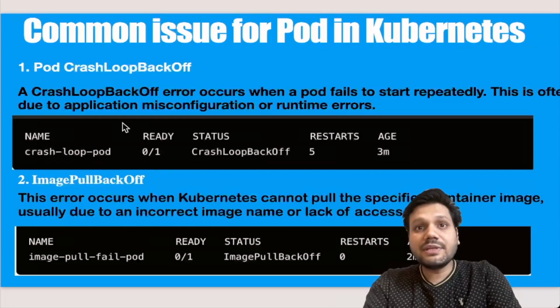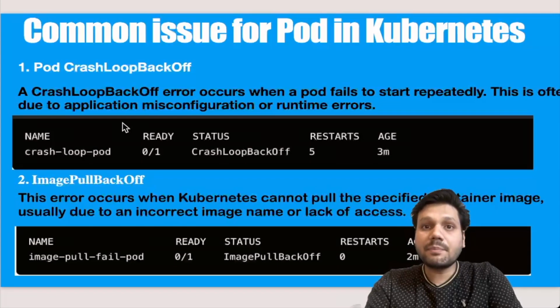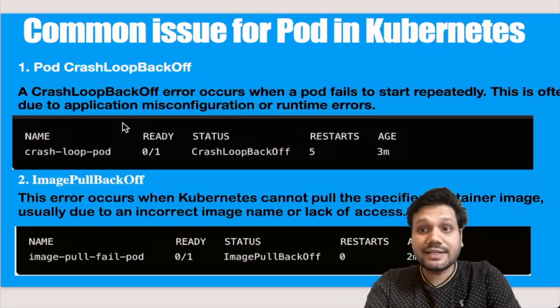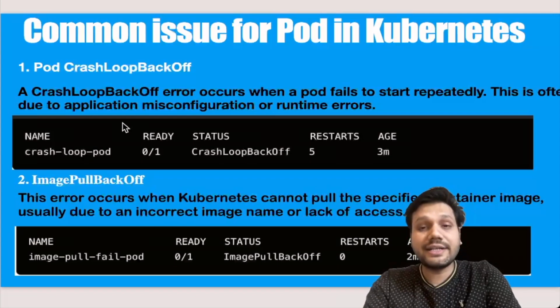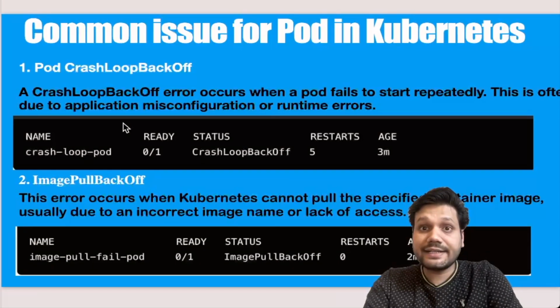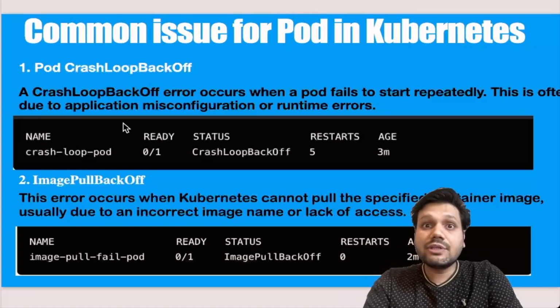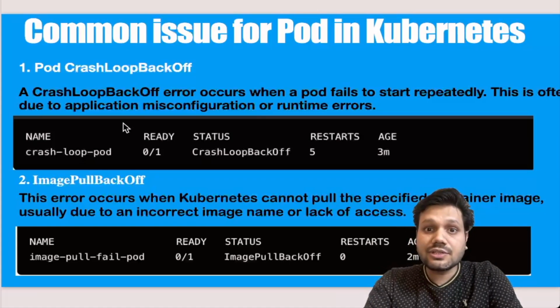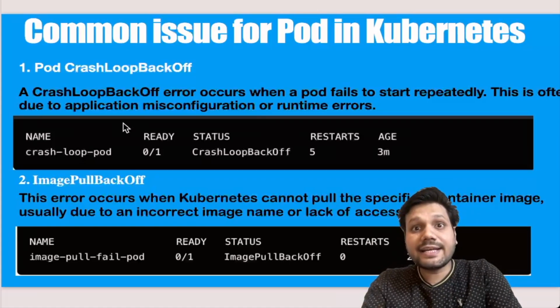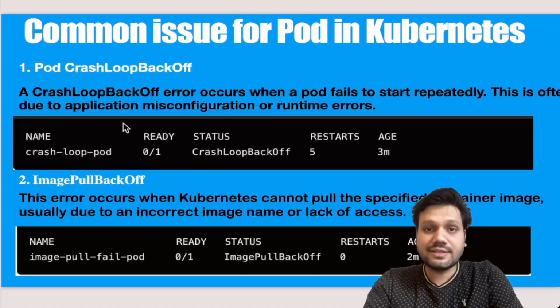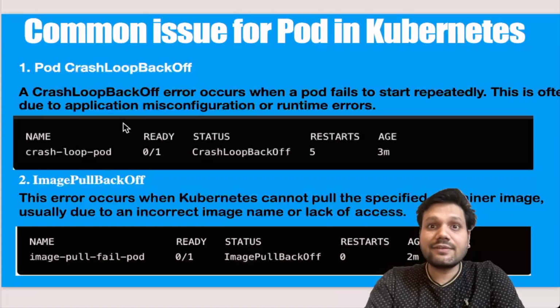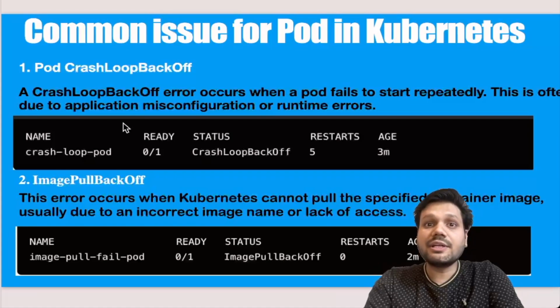So what does CrashLoopBackOff mean? It means that the pod is failing to start repeatedly. This is often due to application misconfiguration or a runtime error. The application is running in containerized form in your pod. If there is any application misconfiguration or any container runtime error for your pod, you will face this type of error in your Kubernetes cluster. We will see these things in detail in our lab and see how to debug it.